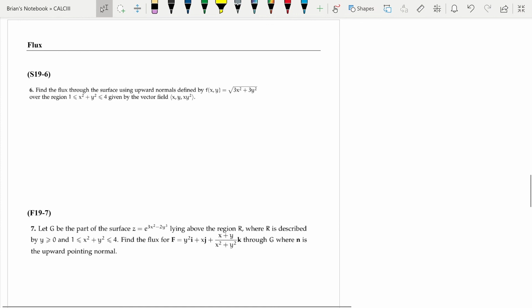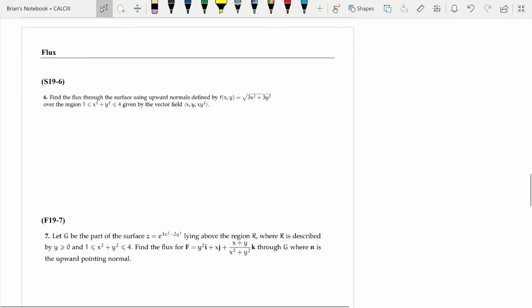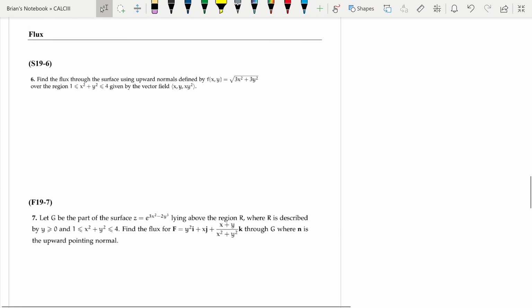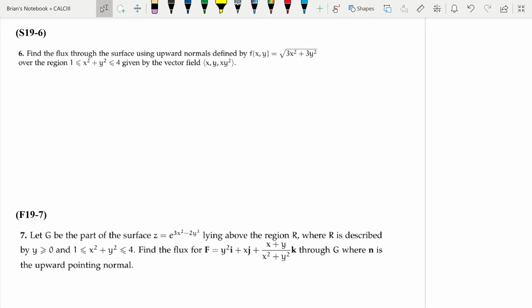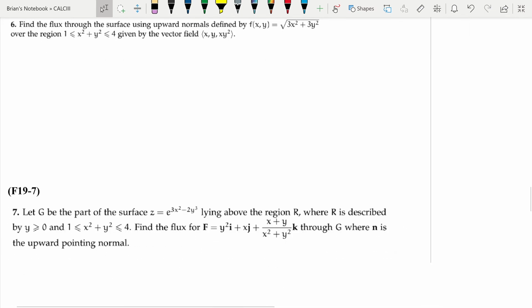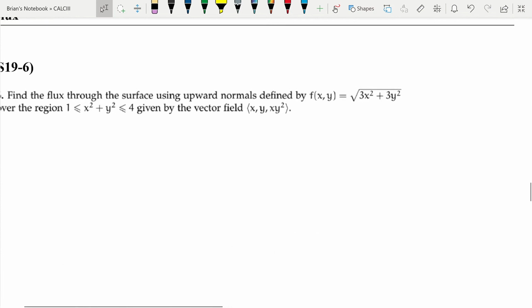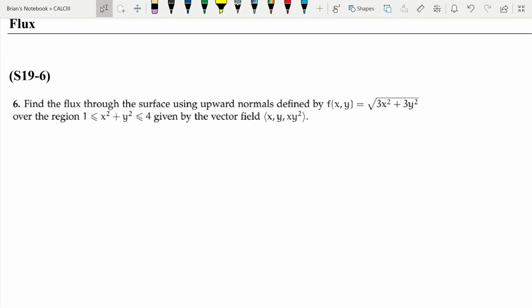Try another problem. This is from Spring 19, problem 6. Find the flux through the surface using upward normals defined by f of x is equal to, basically right there. And it's a little tricky because they give you your m, n, and p as just vector components. So they don't say big F is equal to. But because you see the vector field, remember big F is just a vector field, you have your m, n, and p right here. So don't get tripped up by the notation. That's probably the trickiest part.